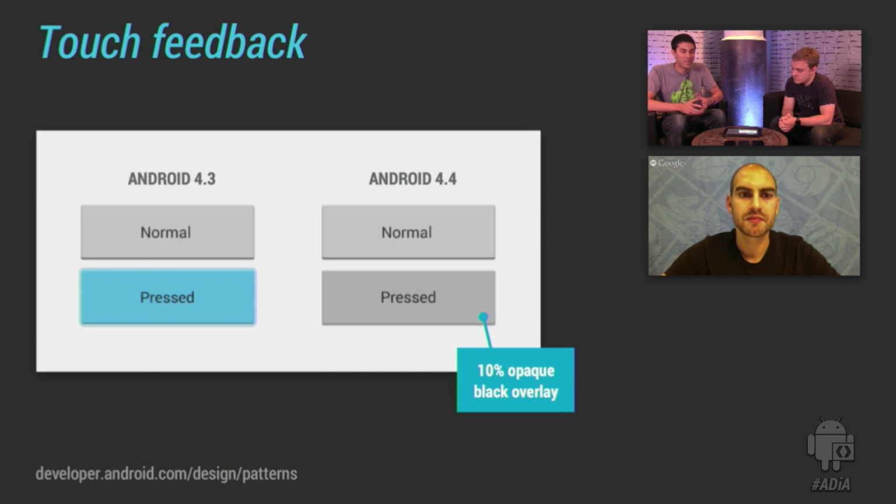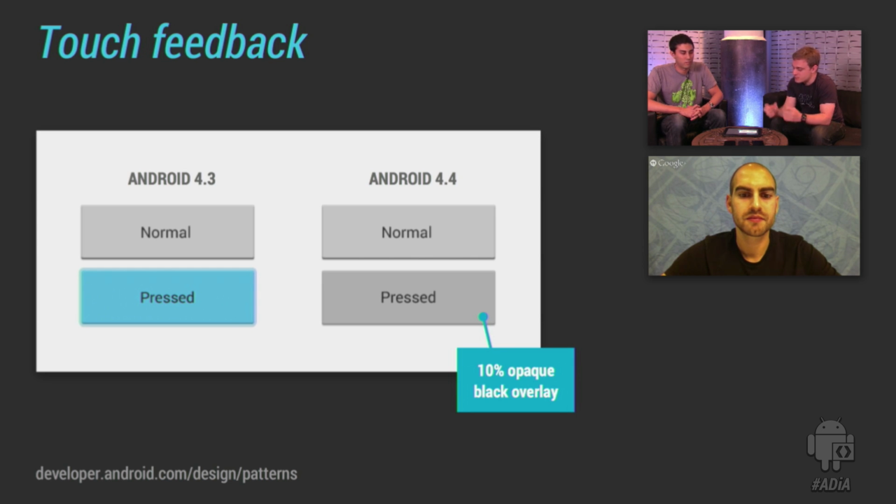You can also go with this more neutral 10% opaque black overlay, or you can apply your brand colors accordingly. Basically, anytime you have touch feedback in your app, try to avoid the stock default blue. And actually, for developers out there, if you just use selectable item background, that is no longer blue. It's actually a light gray at about 10 or 20% opacity.